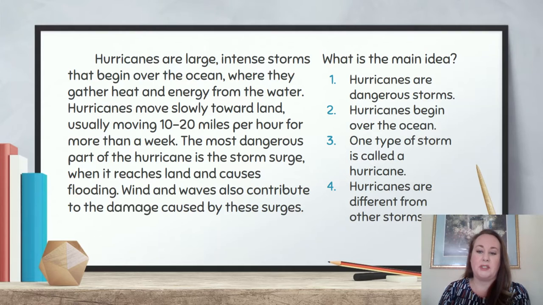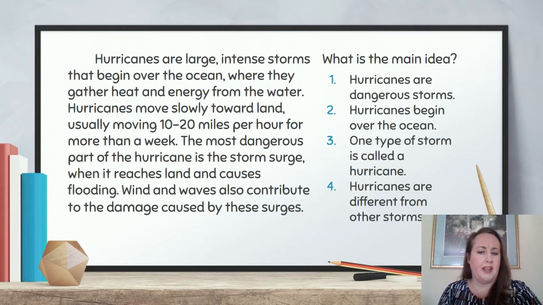One type of storm is called a hurricane. Hurricanes are different from other storms. All right, so looking at those choices, we just made the comment that we're just talking about hurricanes. So number 4 would not be an option because we're not comparing it to other storms. We're just talking about hurricanes. So that one can be eliminated first.